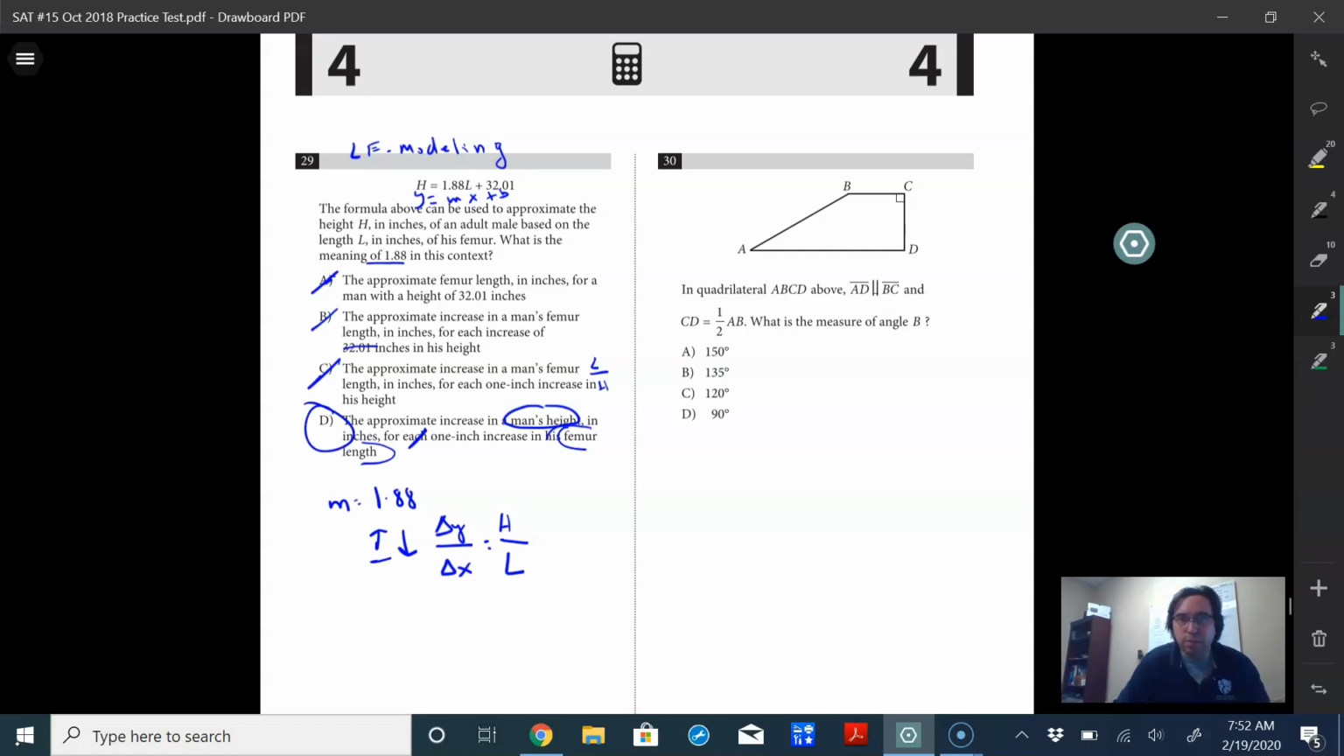Okay, so let's look at number 30. It says in the quadrilateral ABCD above, AD is parallel to BC, and CD equals 1/2 of AB. So what we can take from this is, what is the measure of angle B? So we want to understand what this measure of an angle is, right? Well, one thing we can do is, since these are parallel and we see that's a right angle, we can also draw a line down from here to here.